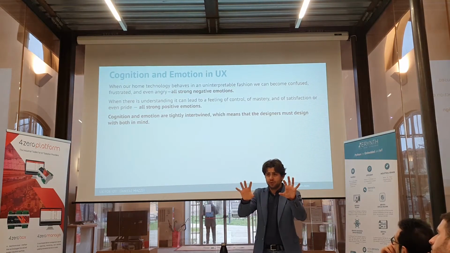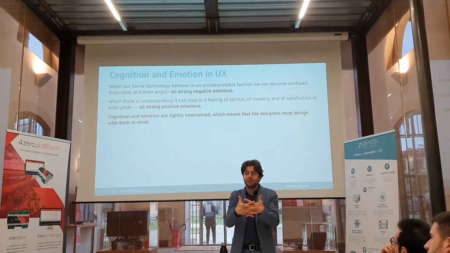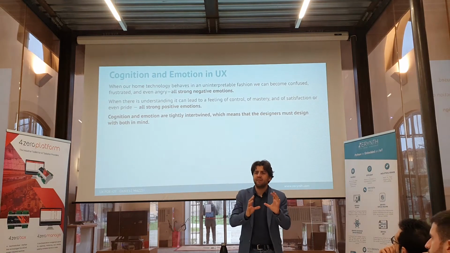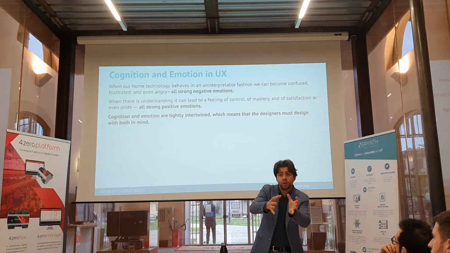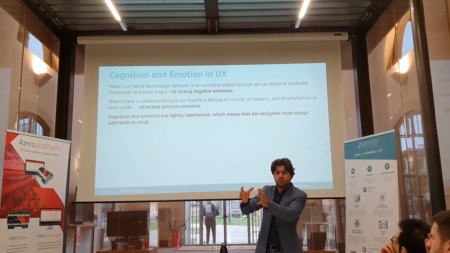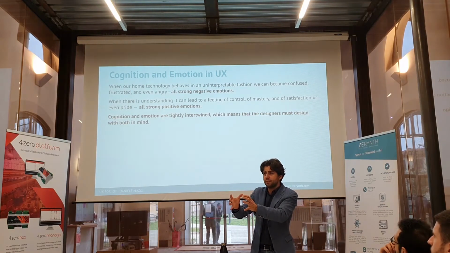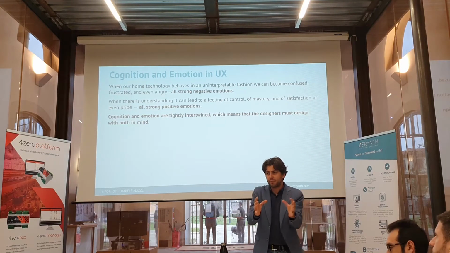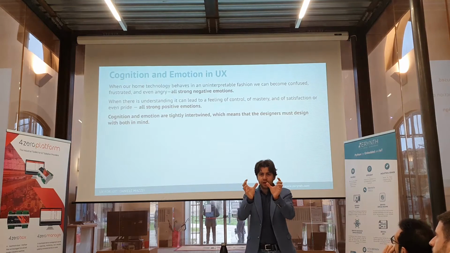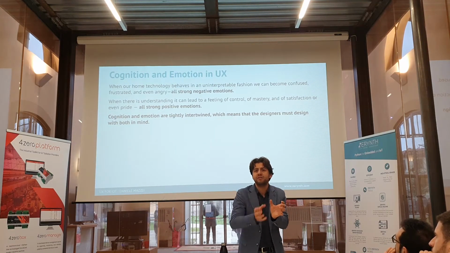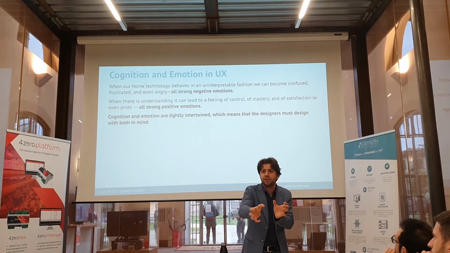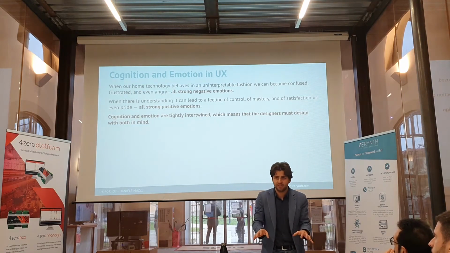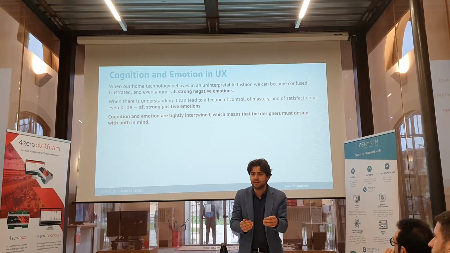Cognition and emotion are tightly interwoven in our brain. What does it mean? That a frustrated user will not be able to do the correct action. If you are frustrated, your mind goes into a condition that prevents you from acting rationally. So, if you are very upset, you lose mathematical capabilities.